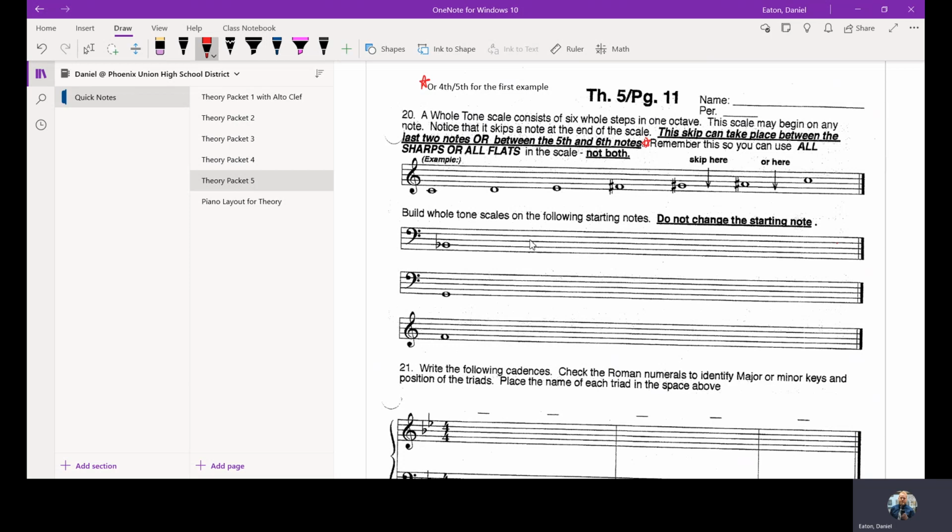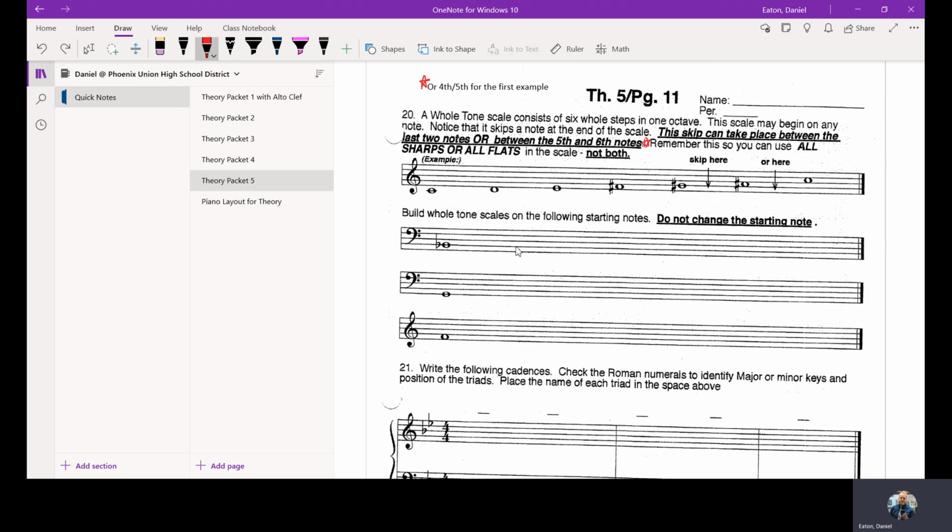a weird exception to the rule here because of the note they happen to start this on. But for 99% of it, that skip is going to occur between the last two notes or the fifth and the sixth notes. But for this one, it happens to be between the fourth and the fifth, just so we follow all the rules for it. Okay. Remember this so you can use all sharps or all flats in the scale, not both. Okay, so here we go.